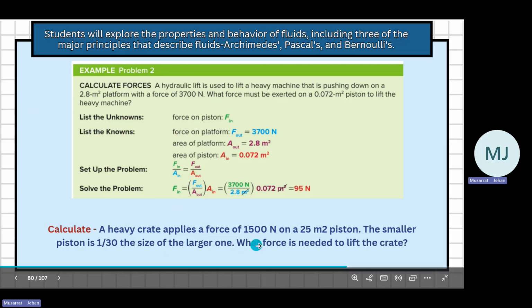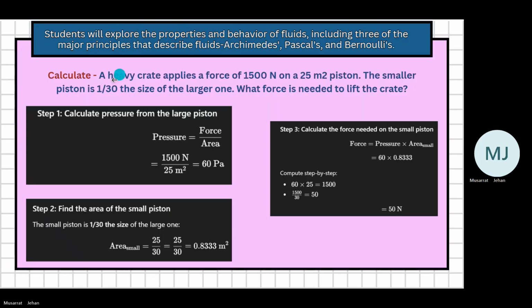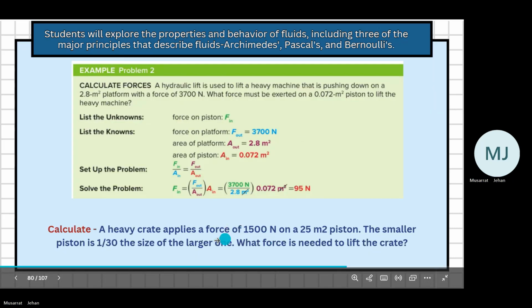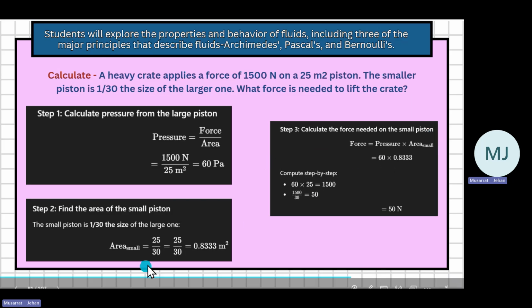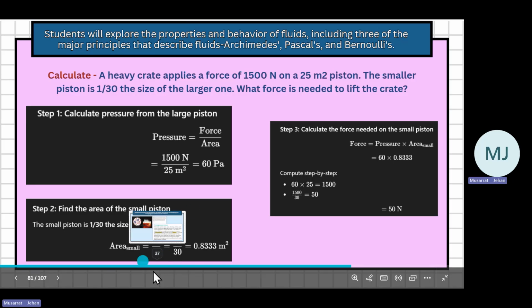A heavy crate applies a force of 1500 newtons on this. The smaller piston is 1/30th the size of the larger one. What force is needed to lift the crate? So first is the pressure, force over area, pressure of the heavy crate. You can write it as F out over A out, and then F in over A in. They're saying calculate the force needed on the small piston. So you will compute the value because this is 1/30th of it. So that's why we are dividing it by 30.